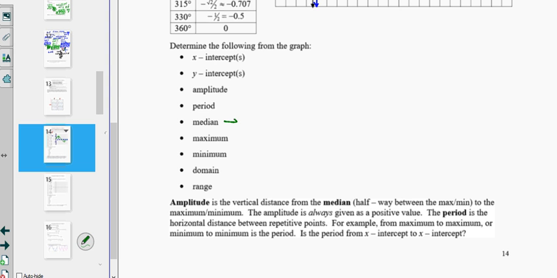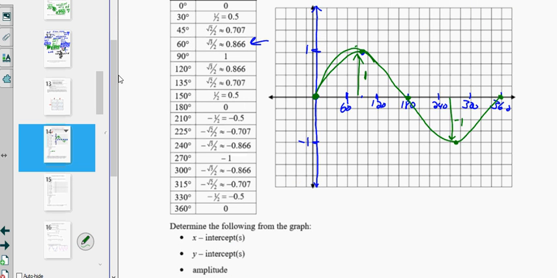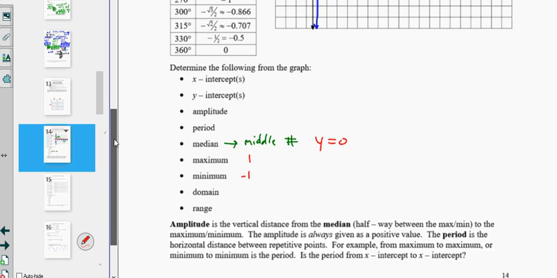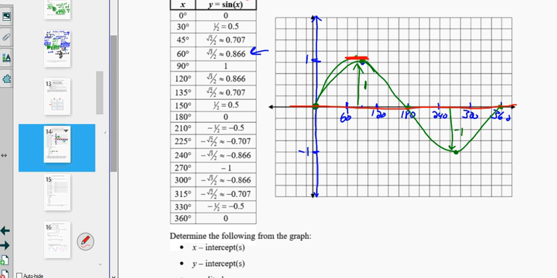The median means like the middle number. And that's really just what this thing is going up and down across. So maybe it'll make it easier if I drew a line here. It's going up and down around the middle number, 0. So y is equal to 0 is what the median would be there. That's going around that line. The maximum is going to be 1 and a minimum of -1. So maximum just means the highest it's going to go, and the minimum just means the lowest it's going to go. So it's at 1 up there, and it goes to -1 down there.